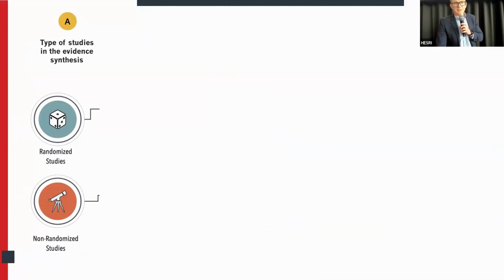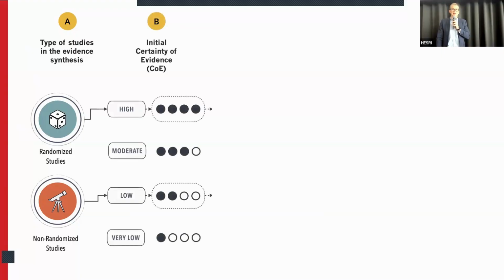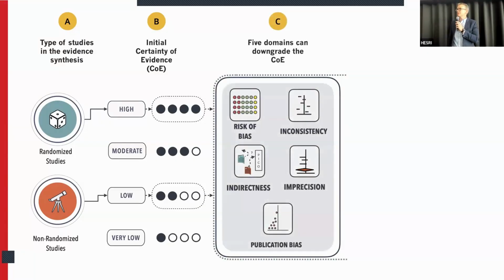So how do we establish our certainty in the evidence? Traditionally, we would start off at different places, whether we had a body of evidence from randomized studies or a body of evidence from non-randomized studies. If we had randomized studies, we would start off with high certainty in the evidence. With non-randomized studies, we would start off as low. And then we would consider the five domains to downgrade our certainty in the evidence.